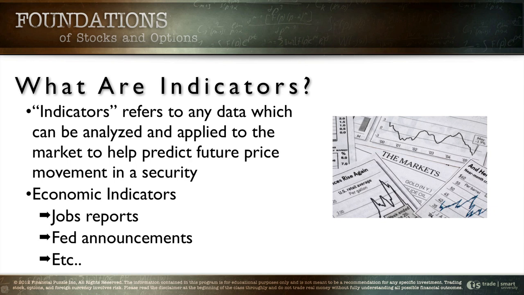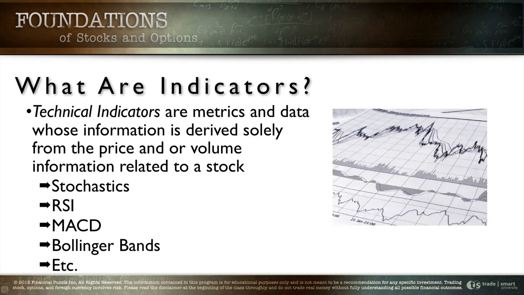As you guys know, I'm a technical trader, and in the world of technical analysis, there are a whole bunch of indicators that we call technical indicators. So that's what we're really getting into tonight. Technical indicators are metrics and data, as we have defined it here, metrics and data whose information is derived solely from the price and or volume related to the stock. In other words, we are taking the price chart and we're deriving information from the price chart and creating these indicators. Now, I've listed several here: stochastics, RSI, MACD, Bollinger Bands. These are all indicators that we will be learning about tonight. We're going to learn about the top 3.